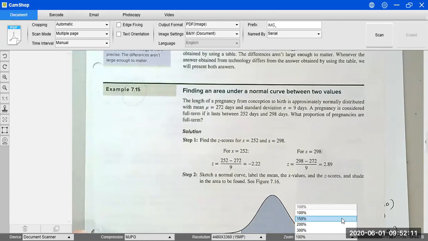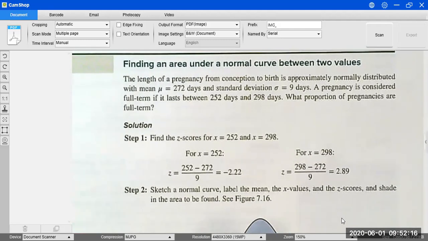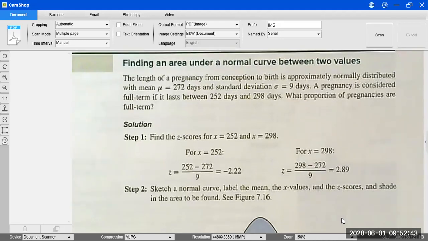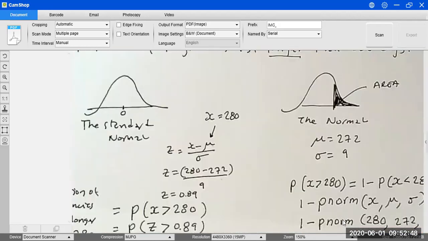So the length of pregnancy from conception to birth is approximately normally distributed with mean mu equals 272 days and standard deviation sigma equals 9 days. A pregnancy is considered full term if it lasts between 252 days and 298 days. What proportion of pregnancies are full term? So now we're going to use the same population as before. So let's just use the same values as before for sigma and for the mean.